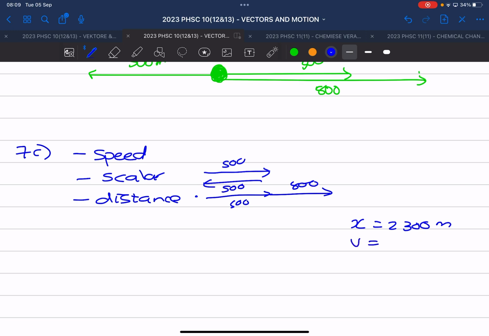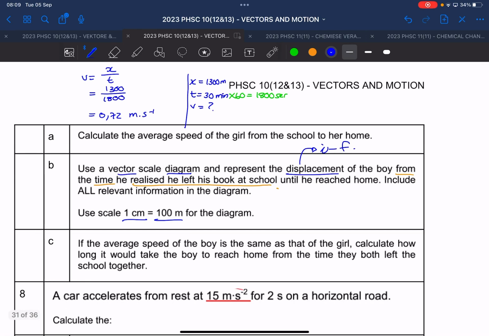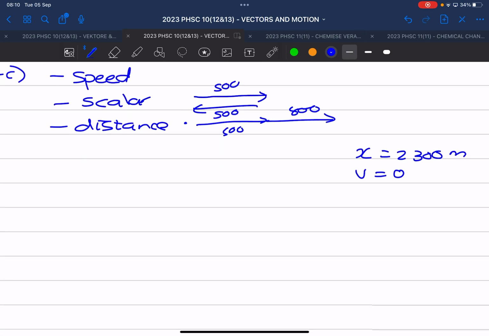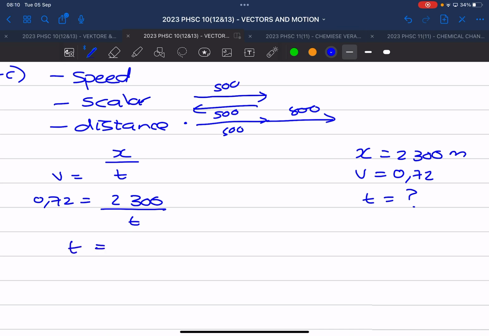They said the average speed is the same, 0.72. Okay, and we want the time. So we have velocity or speed is distance over time. 0.72, 2,300 divided by time. Time is underneath the fraction. Time is underneath the fraction. You don't want it there, so you take it up and you take the velocity or the speed down. And what do you get?